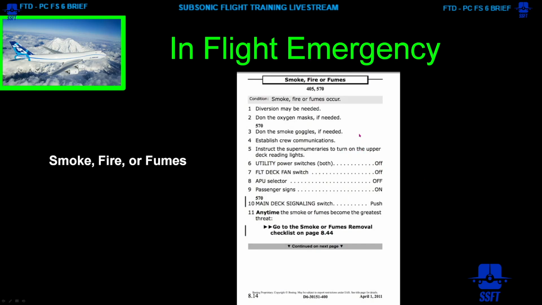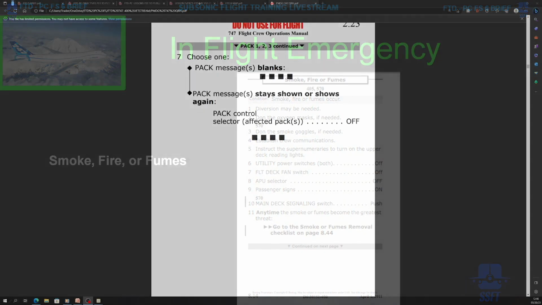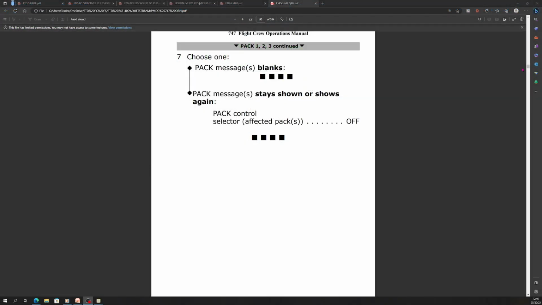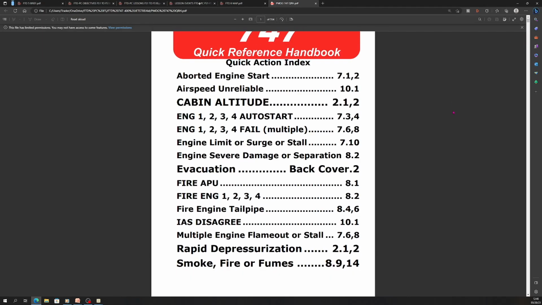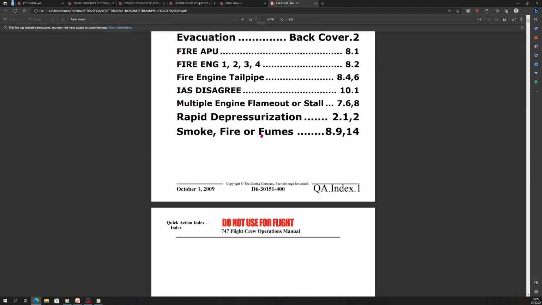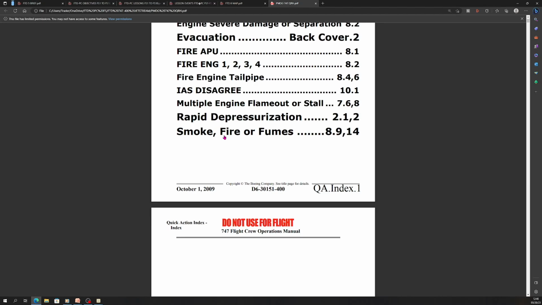Then we're going to have a smoke, fire, or fumes problem. So let's go to the QRH, look at this. And remember, we said this was a quick action item. At the bottom, smoke, fire, fumes. So if we got a report, if somebody came back and said, there's some fumes in the crew rest area. I don't know where they're coming from, but I'm smelling something that smells like it's burning back there, but I don't see anything, and I don't see any smoke, but I do smell fumes. Okay, so we go to this smoke, fire, fumes procedure.